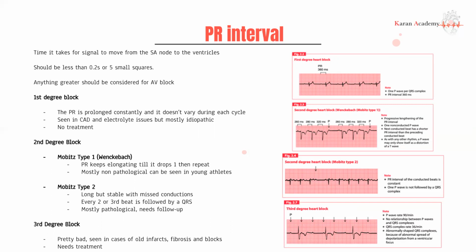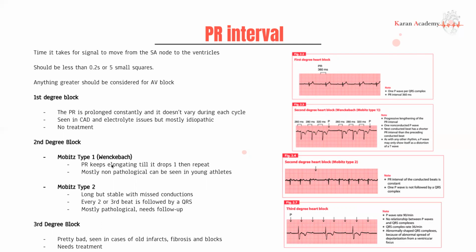First degree block is where you have a prolongation. And as you can see here, there is a prolongation. This is the P, this is the QRS. Let's say it's 360, that's prolonged. It should be less than 200 milliseconds. However, this prolongation is continuous and it doesn't change. And you still have all your QRSs. It's just a bit longer. That's first degree. It's commonly seen in coronary artery disease, where in most cases it's asymptomatic and you don't need to treat this.